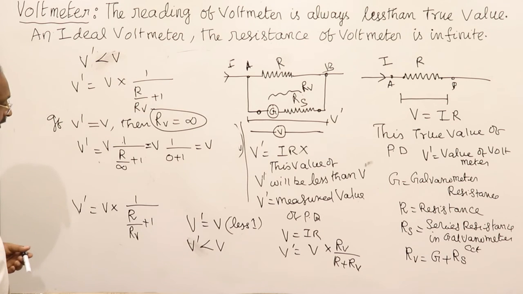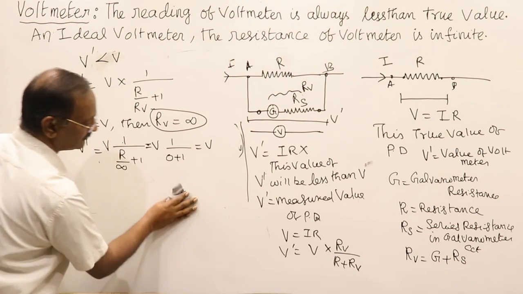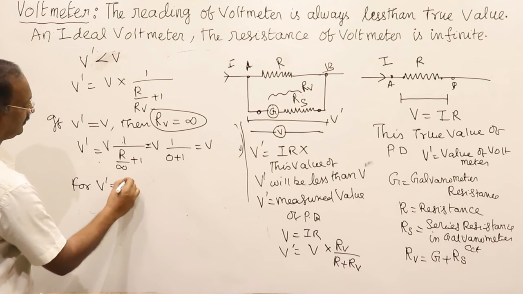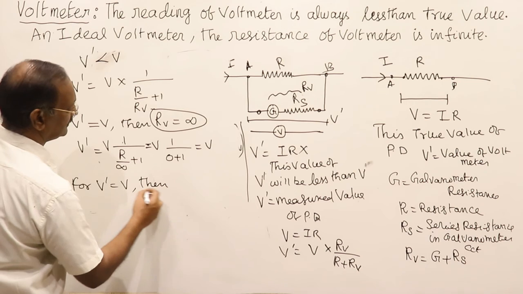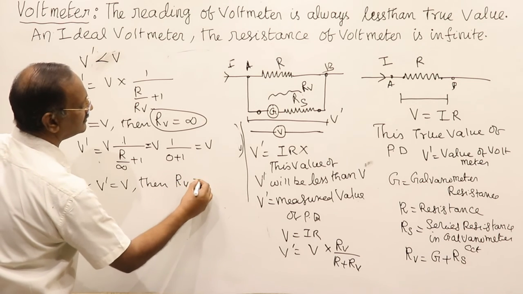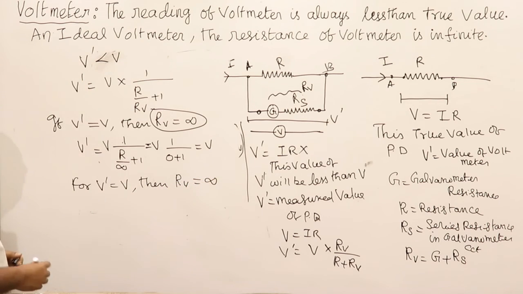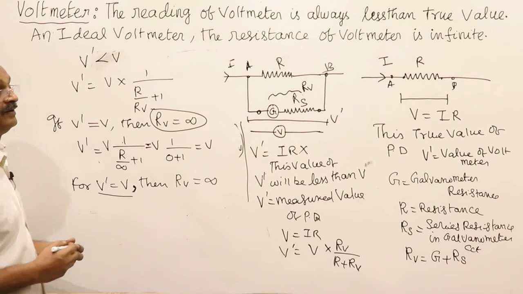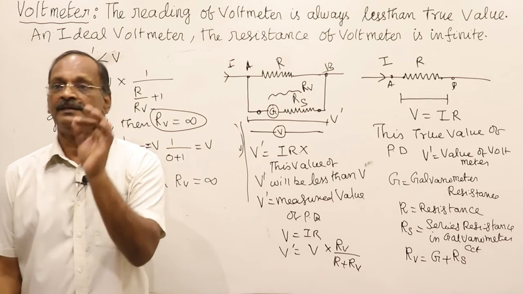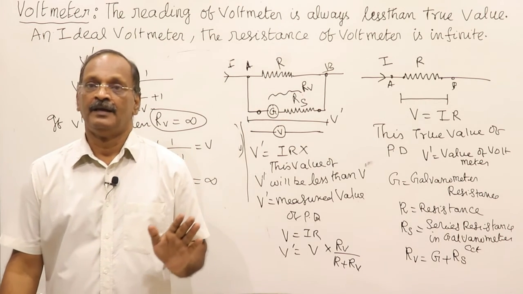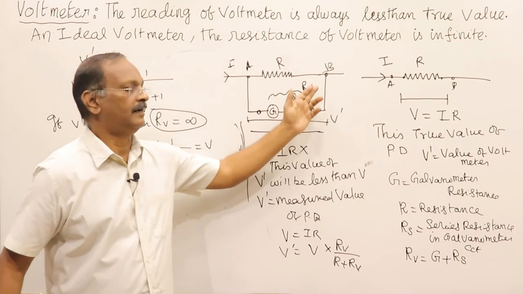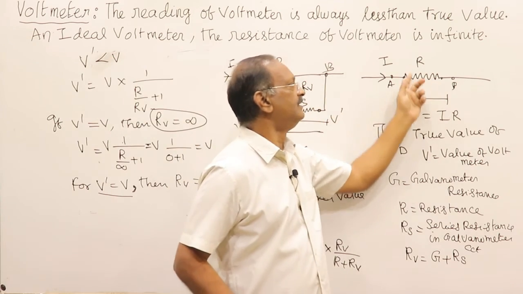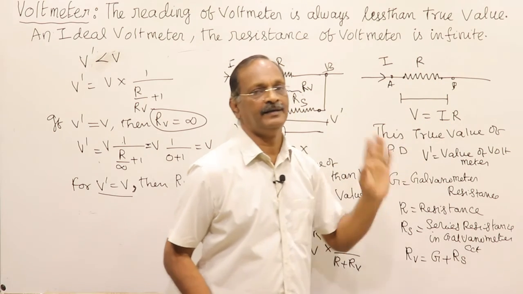It means we can come to the conclusion that for V dash to be equal to V, the condition is that the voltmeter resistance should be equal to infinity. In that case only this condition will be met. It means the reading of the voltmeter is always less than the true value. Understood? If the voltmeter is connected across this R, it will give you a value V dash, whereas the original potential difference across this is equal to I into R.